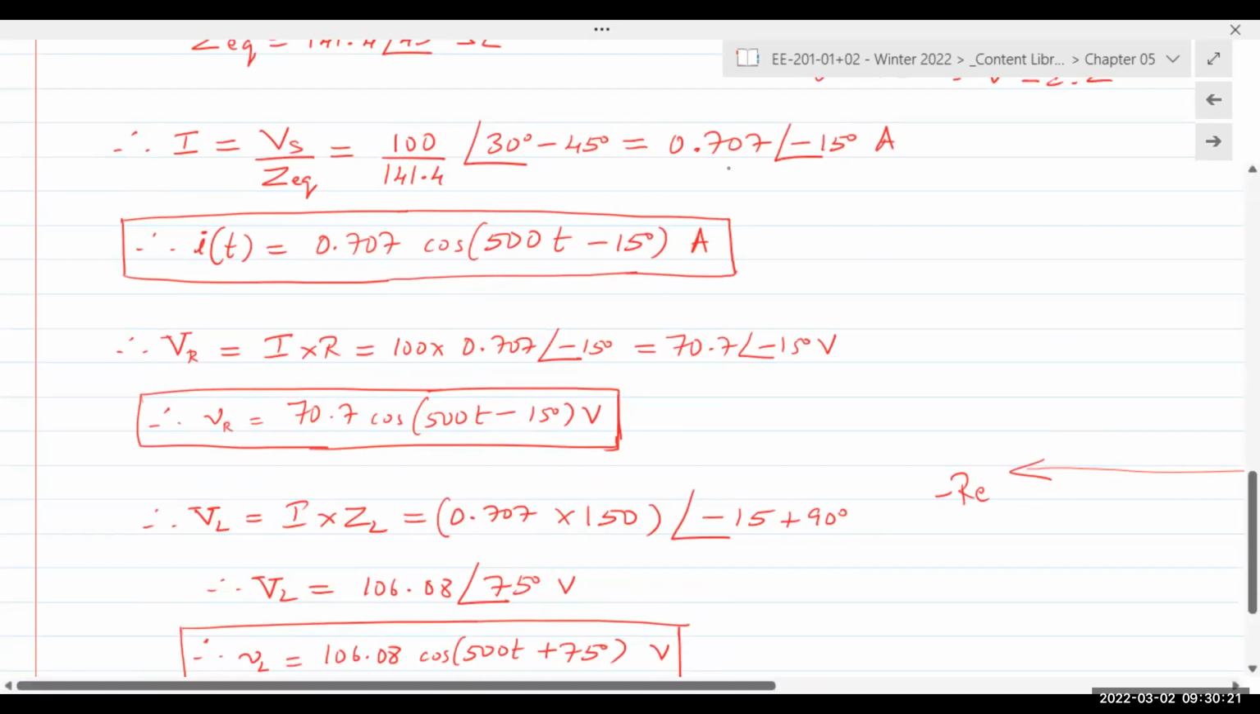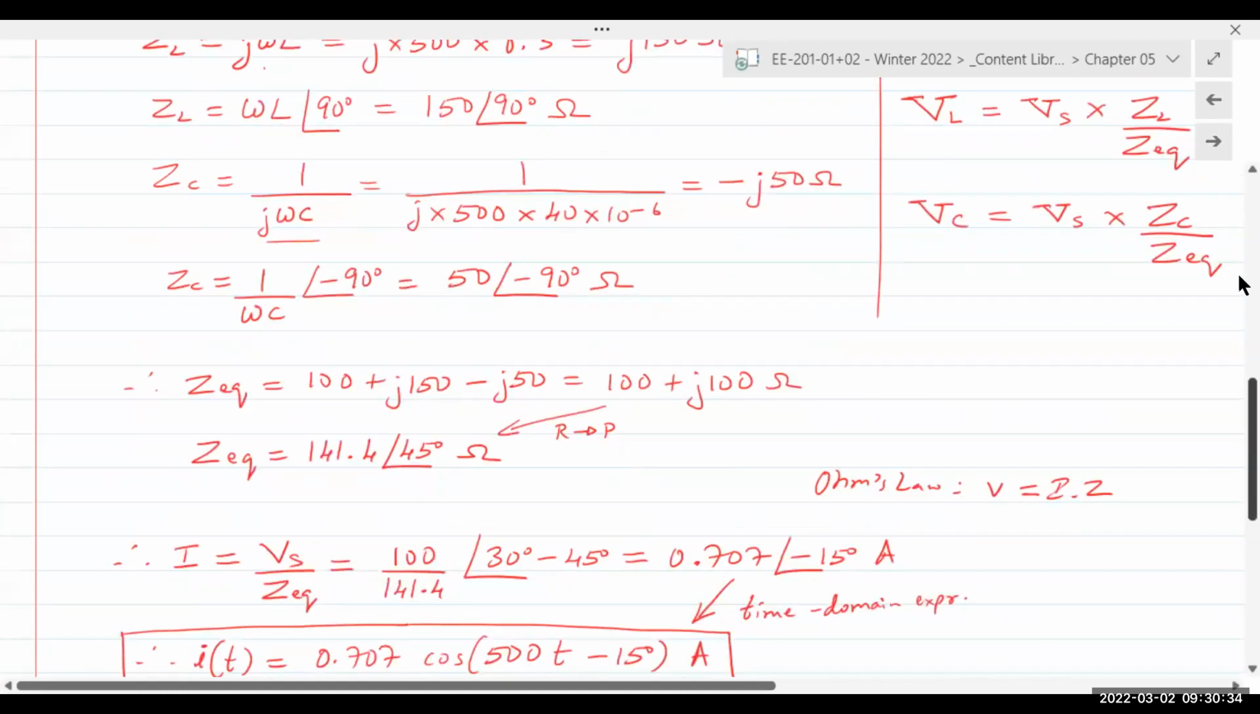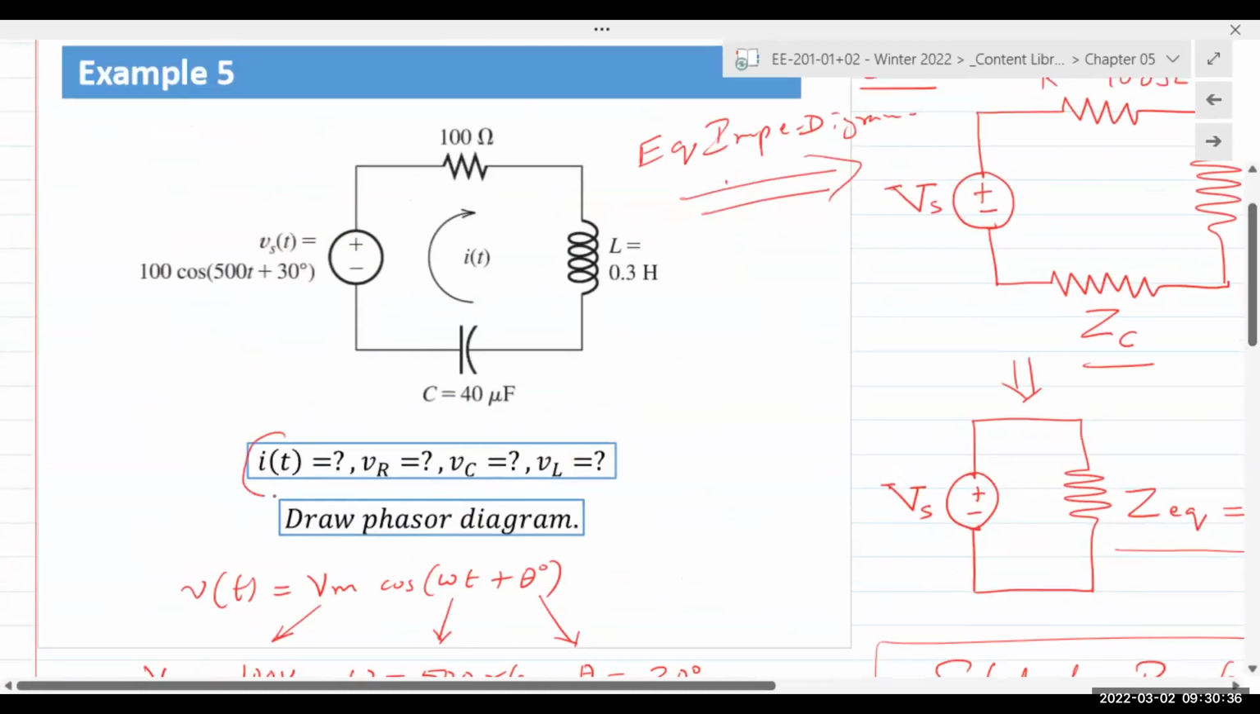Now, from here, we have to perform the inverse phasor transform to get the time domain expression, because the question asks us for I of t. If the question asks you for the quantity as a function of time, then your answer has to be as a function of time.